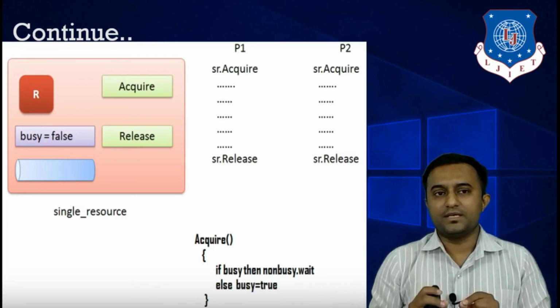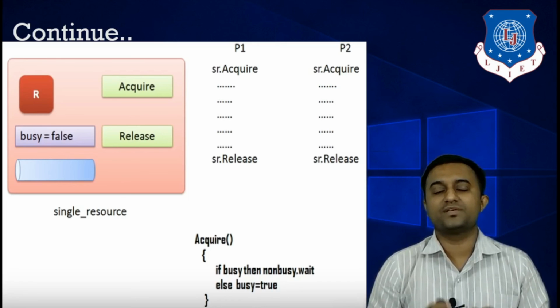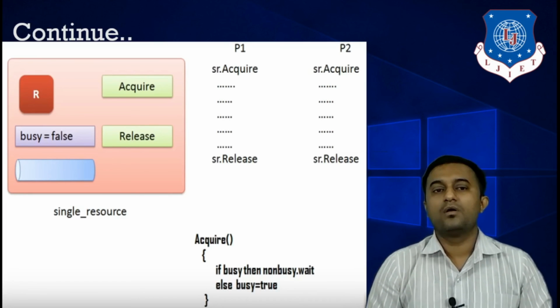So if busy means what? If busy is equal to true? No. So what we need to do is, in that case, the resource is available. It means the shared resource is available right now. So P1 can access that shared resource. So then it will call the non-busy dot wait. Means what? The wait operation needs to be performed. Okay.